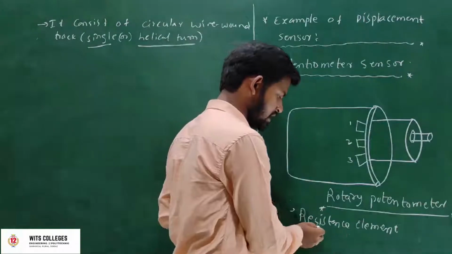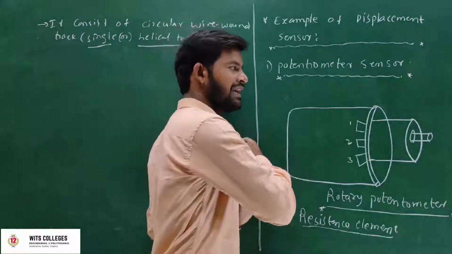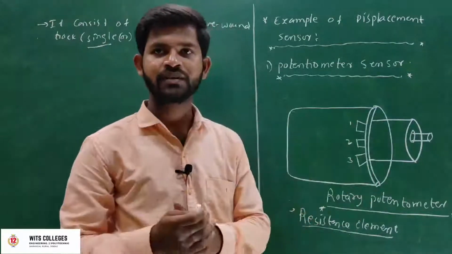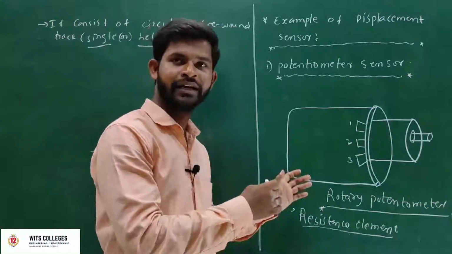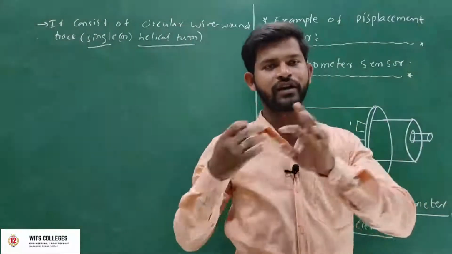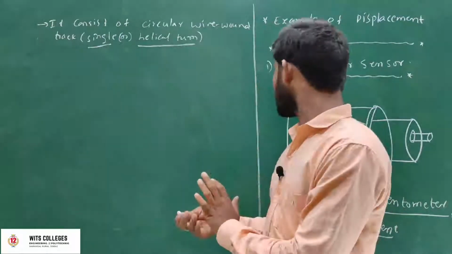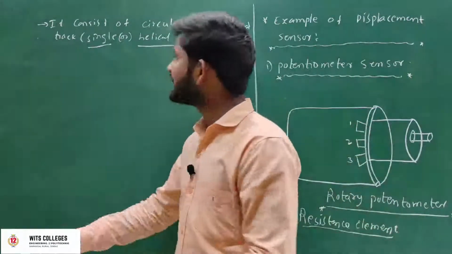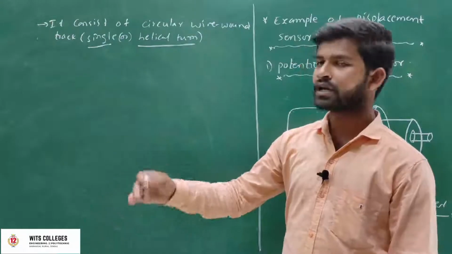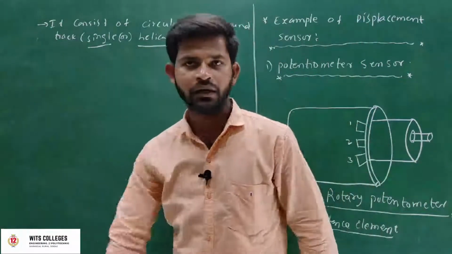Okay, the resistive element consists of a sliding contact which can move over the length of the element, and so it can be used for linear or rotary displacement. Those displacements are converted into a potential difference. A rotary potentiometer consists of a circular wire wound, which can be a single turn or a helical turn.